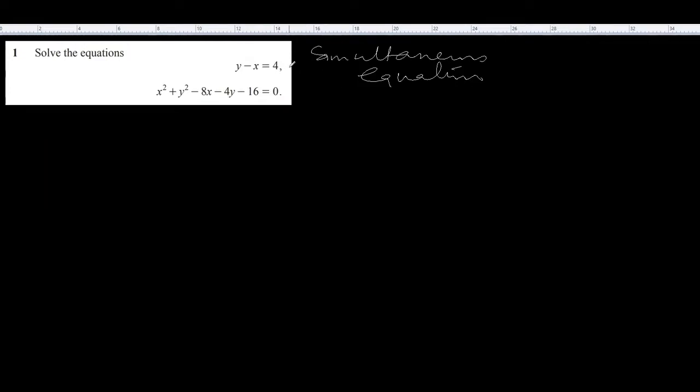For that, what will I do? I will take the first equation and rearrange it to write y equal to x plus 4. So I move the x to the other side. And now this y, which is equivalent to x plus 4, I can substitute in the second one.